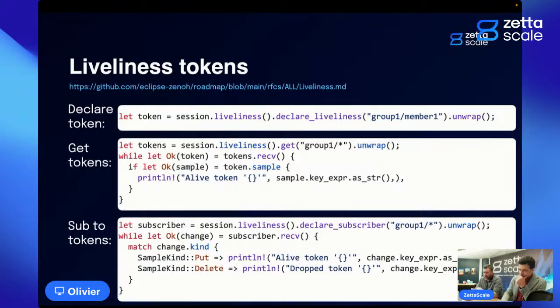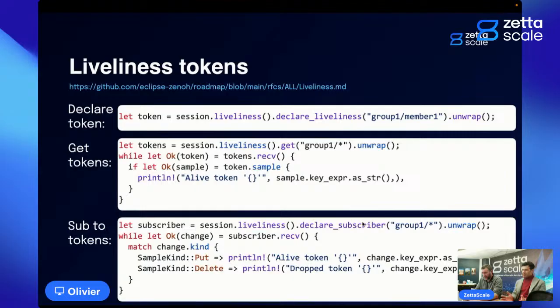And again, you can get the tokens, which works like a classic get, and that you can use with a callback or a stream API. And you can subscribe to those tokens, which also works like a classic subscriber. This allows you to tell what tokens are around that are currently alive and match this expression. You know when they die or when you lose connectivity to them, and I will show that.